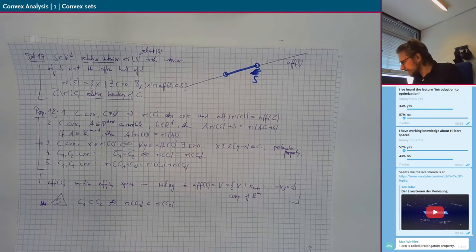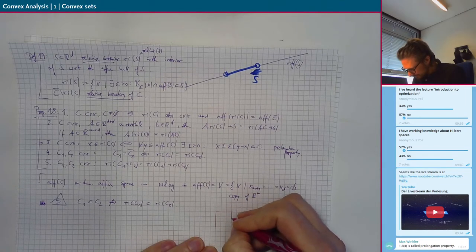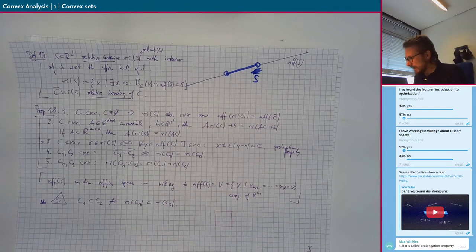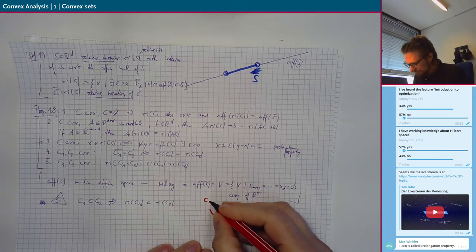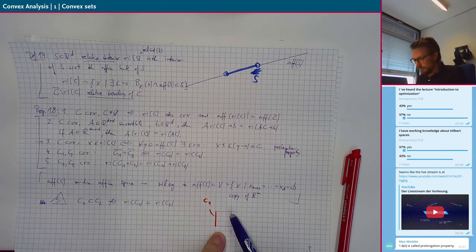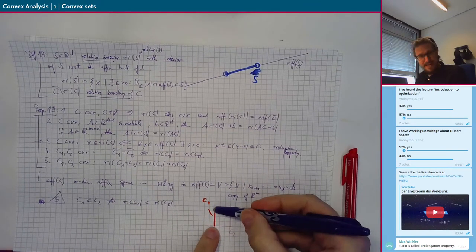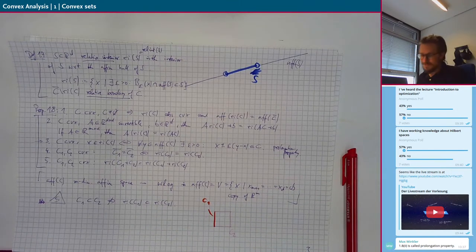And the example is pretty simple. As the larger set, we take a square like that, and this is C2. As the smaller set, we take a side. So what is the relative interior? The relative interior of C2 is the square without the boundary, so everything which is inside the square. But the relative interior of C1 is the side without the corners. So actually the relative interior of C1 is totally outside of the relative interior of C2.